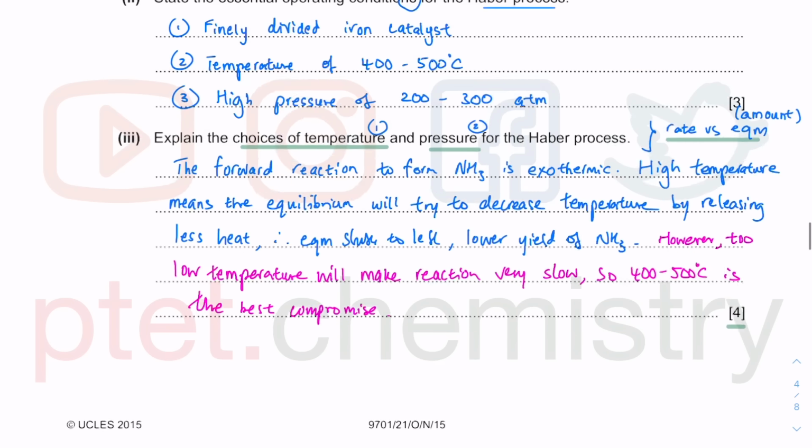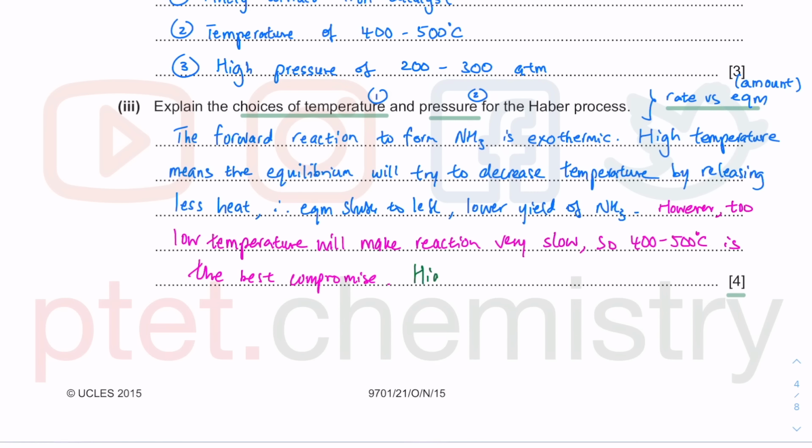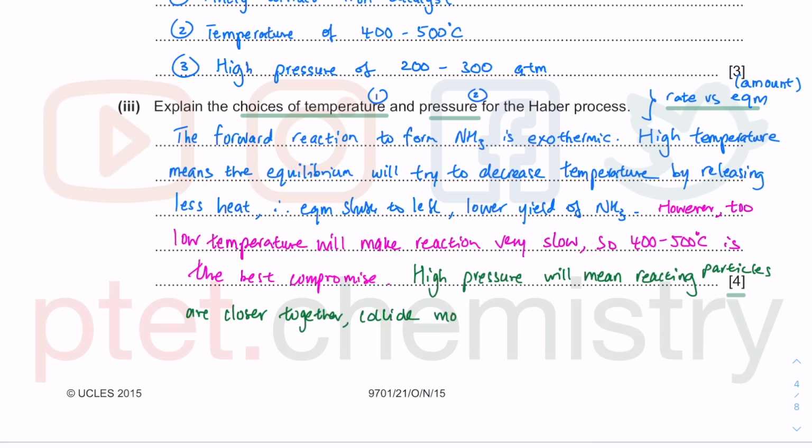So now in terms of the pressure, high pressure will mean greater collision frequency. It will mean the reacting particles are much closer together. And when they are closer together, they can collide more frequently. And when they collide more frequently, the rate of reaction will be faster. So faster rate of reaction due to the higher collision frequency.